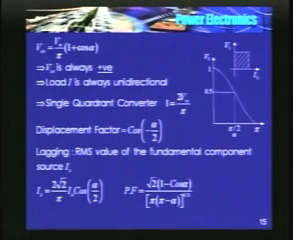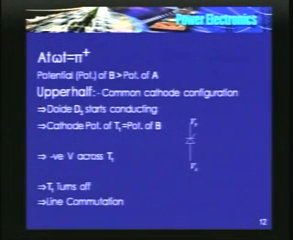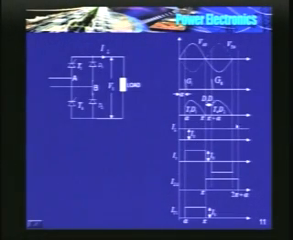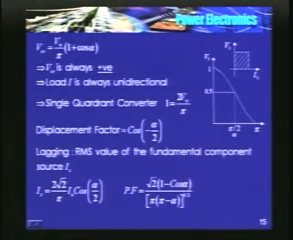So what is the average output voltage? What is the average value of this waveform? From 0 to alpha it is 0, and from pi to pi plus alpha it is 0. So if I take the average, it is given by Vm by pi into 1 plus cos alpha. Alpha is varying from 0 to pi, so the average value is always positive.